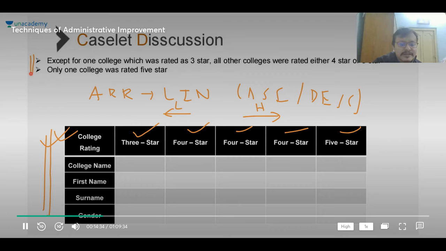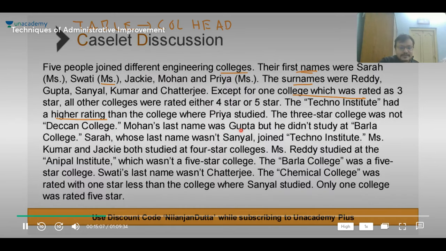Also, it's mentioned that only one college is rated 3-star and only one college is rated 5-star, which means out of the five, you have one 3-star college, one 5-star college, and the remaining three are all 4-star colleges. Is this clear? Now with this hint in mind, try solving the set. It will become relatively simpler. Also, wherever you get stuck, try using the questions to your advantage.